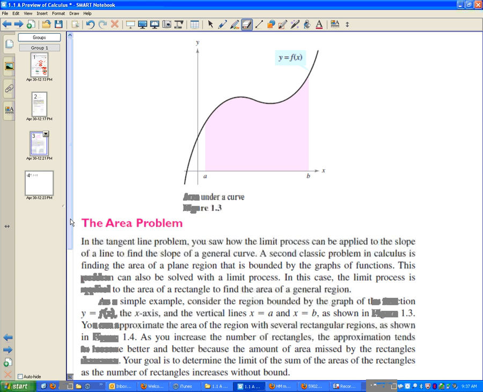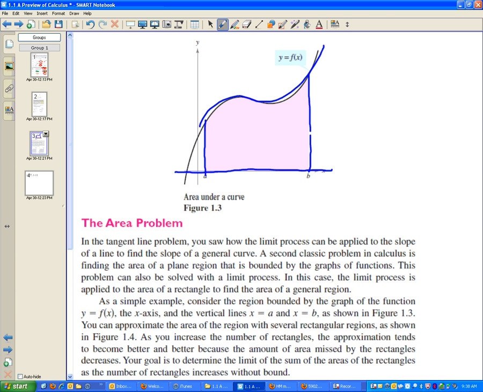Mathematicians wanted to be able to find the area under a curve. Now, we say area under a curve, but we've got to be careful. It has to have boundaries. Usually, we can change our boundaries, but the default setting is that the x-axis is a boundary, and then two vertical lines are the boundaries, and then the curve is the other boundary. So y equals f of x is the last boundary.